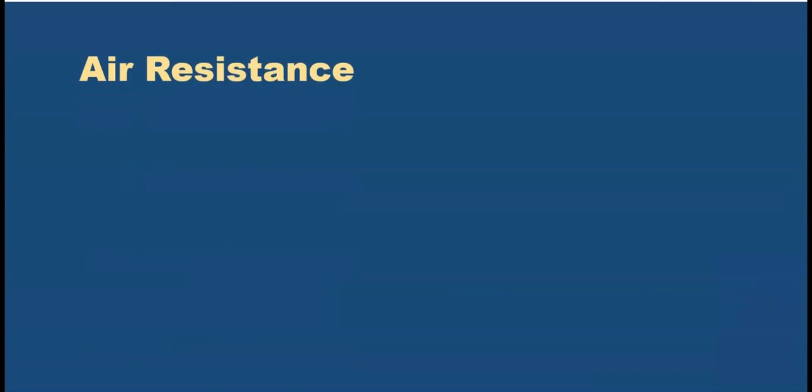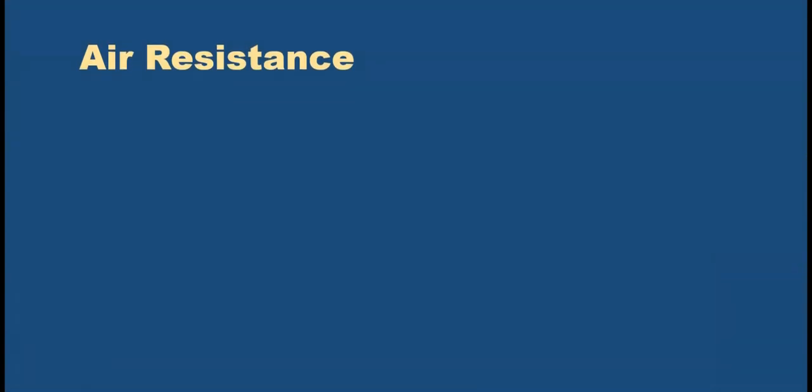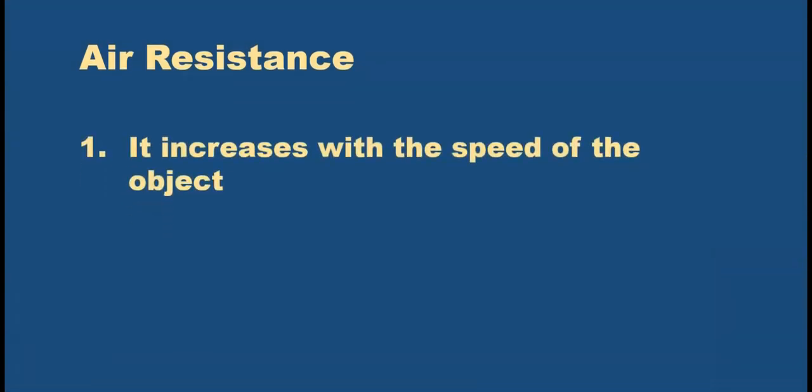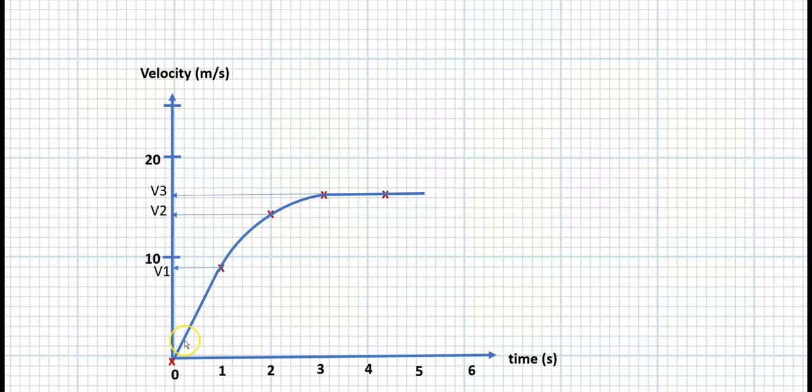There are two important characteristics about air resistance. First, it increases with increasing speed. So as the falling object is subjected to the pull of the Earth's gravity and hence falls with increasing speed, the air resistance will also increase as the speed of the falling object increases. This will cause the increase in speed to slow down. That means as the object falls, its speed increases but at a decreasing rate. That means its acceleration will reduce as it falls.